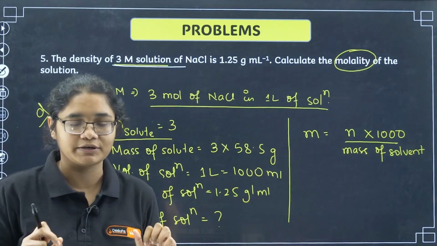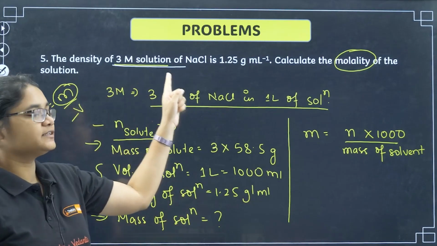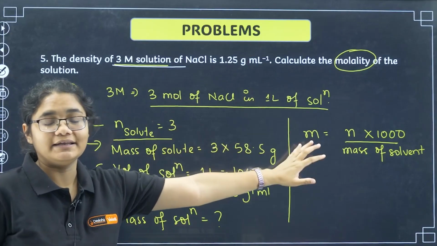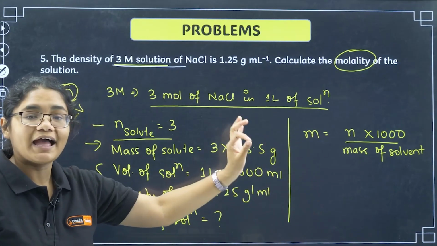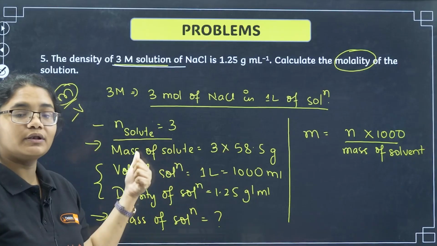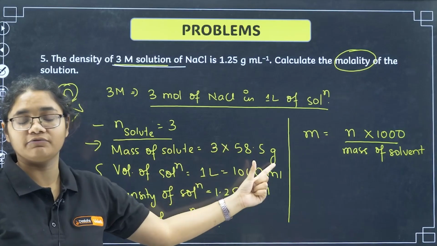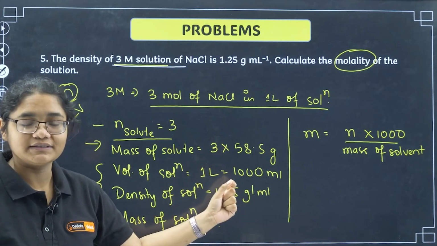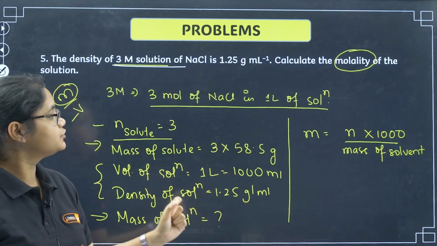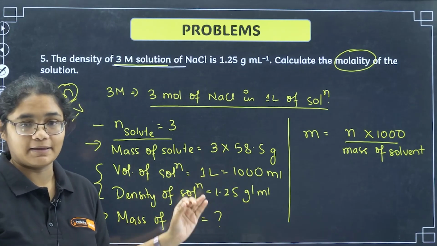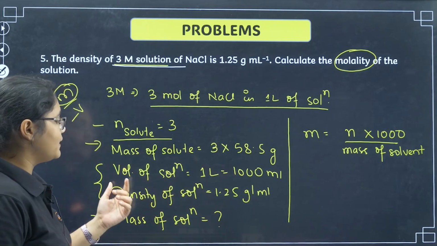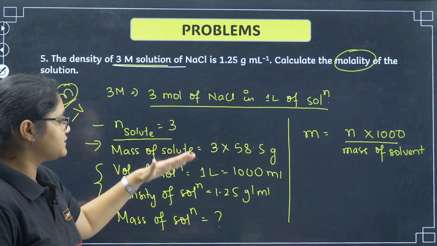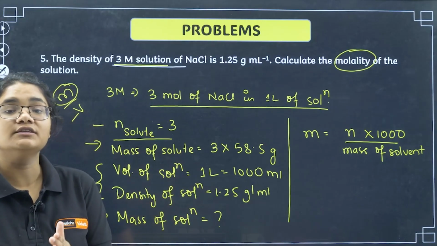This is a very tricky question. You have a 3 molar solution of NaCl. That means 3 moles of NaCl in 1 liter of the solution. You have moles of the solute 3, molar mass of the solute 3 into 58.5, volume of the solution 1 liter or 1000 ml, density of the solution is 1.25 gram per ml. If I take volume and density, I can get mass of the solution. I have mass of the solute. If I subtract these two, I will get mass of the solvent.